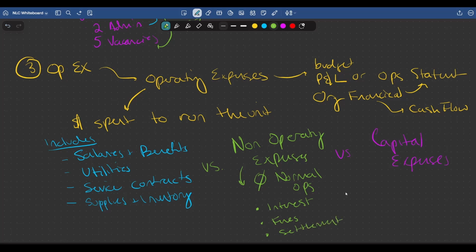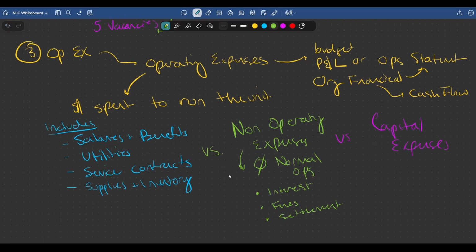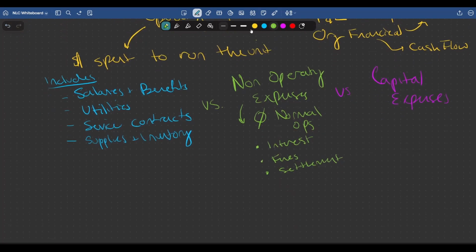I'm realizing that I picked some very negative examples, but they're good examples because they're clearly not things we expect to continue to pay over time to keep things running. We're not in the business of paying fines or settling lawsuits, but they do happen. And so they're expenses. Now, a lot of times nurse managers are not going to see these very frequently, but you should understand the concept.